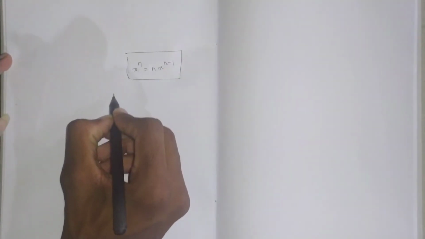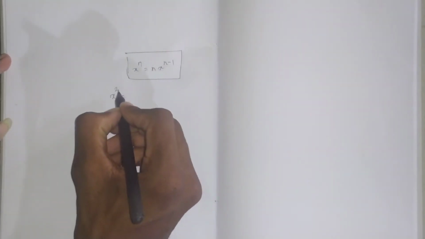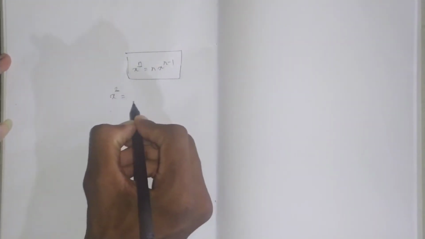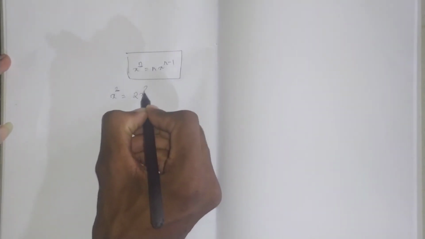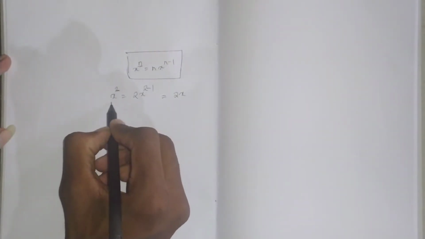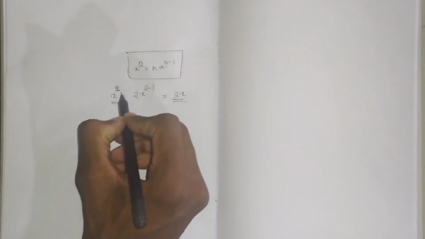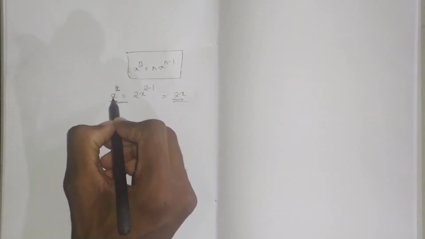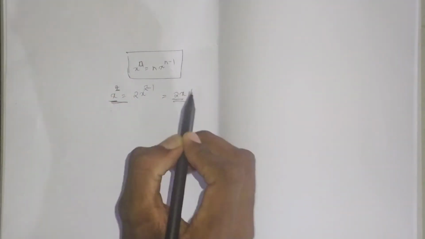For example, I am taking x square. What is the differentiation of x square? In the place of n we have 2. So the differentiation of x square is 2 into x to the power 2 minus 1, that is nothing but 2 into x. So the differentiation of x square is 2x. We compare this question x square with the formula, so we get 2x.